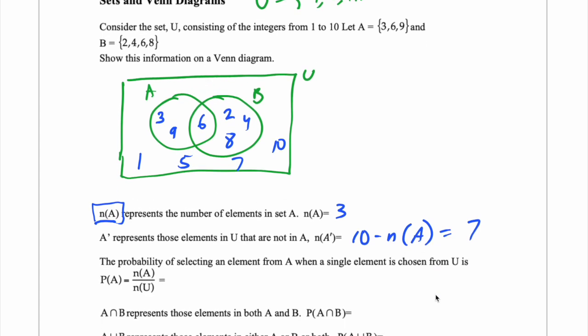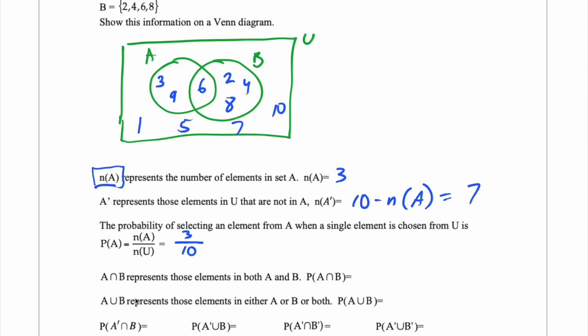Find the probability of selecting an element from A where a single element is chosen from U. So in A there's 3 elements, there's 10 in U, so it's 3/10, obviously. There's a 3/10 chance of selecting one of these numbers.